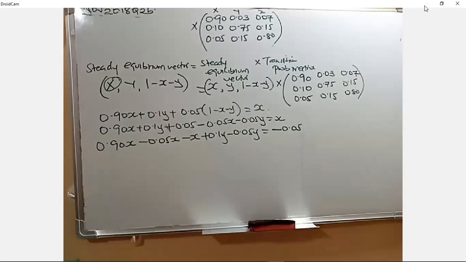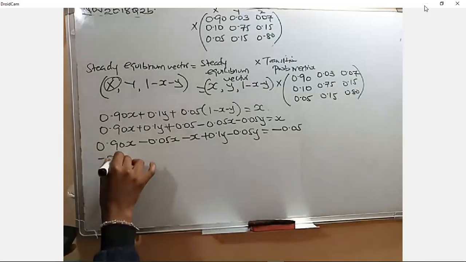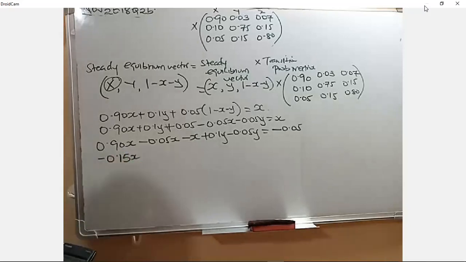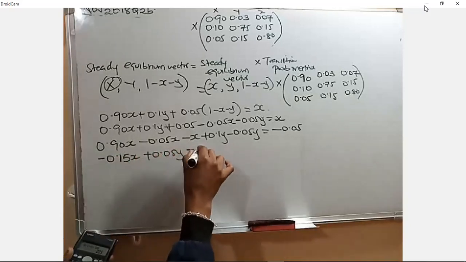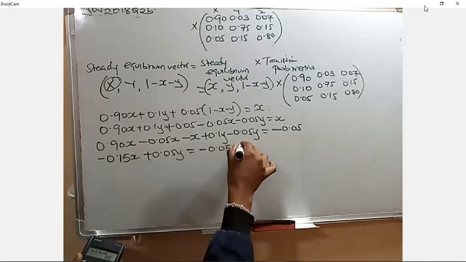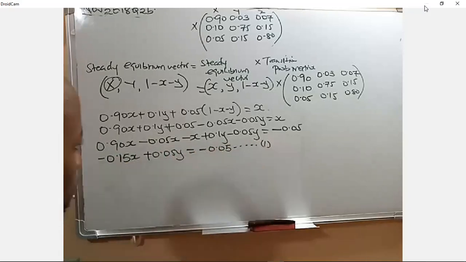Right, let us take our calculator. So it will be 0.90 minus 0.05 minus 1. You are getting negative 0.15x. What about this one? 0.1 minus 0.05, getting positive 0.05y, should be equal to negative 0.05. You denote this as your first equation.